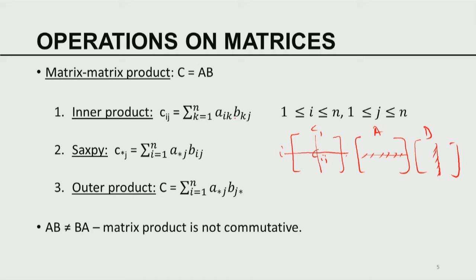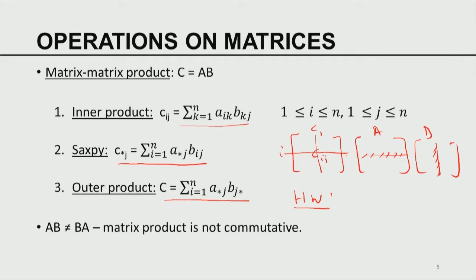There are other ways of looking at the matrix product. One is called the SAXPY way, and another is called the outer product way. I have given these definitions in these. I would like you to verify that the matrix product defined by the inner product, SAXPY, and outer product all give rise to the same result, and I would like to give that as a homework problem for you to work out. I think it will be an illuminating homework for you to verify that the matrix product can be defined in one of three ways.